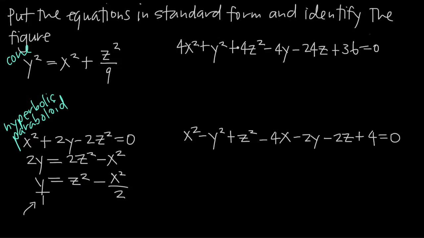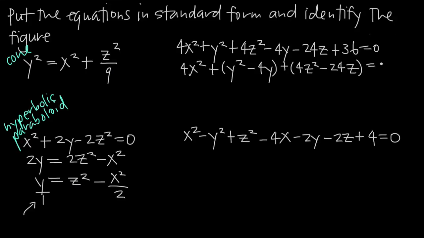If we look at our next example, this one's a little more complicated. What we want to do is group together our variables, so all the x's will go together, all the y's together, and all the z's together, and we want to complete the square with respect to each variable. So if we pull out here, we have 4x squared. That's the only x variable, so we'll leave that by itself. For the y variables, we have y squared minus 4y. For the z variables, we have 4z squared minus 24z, and then we'll go ahead and subtract 36 from both sides to get negative 36 over here on the right.